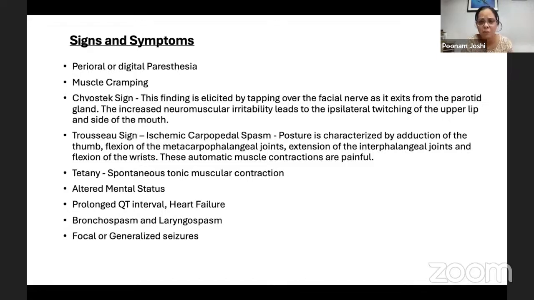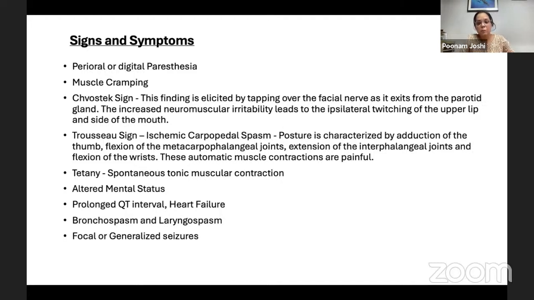So what are the signs and symptoms? I think we all are aware, and we see it in our routine practice post-total thyroidectomy. The most common symptoms are digital paresthesias, or perioral tingling sensation. Then there can be muscle cramping. We all know that these two signs are favorite questions by the examiners also. The Chvostek sign is a finding elicited by tapping over the facial nerve as it exits from the stylomandibular foramen, and there is increased neuromuscular irritability, which leads to twitching of the oral muscles, I mean to say the lip and the mouth.